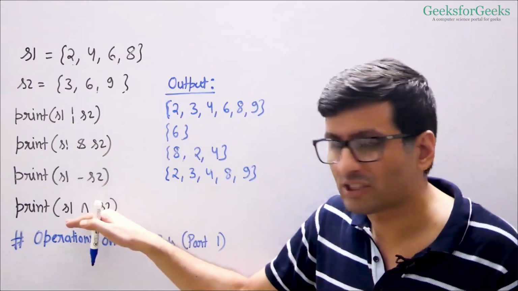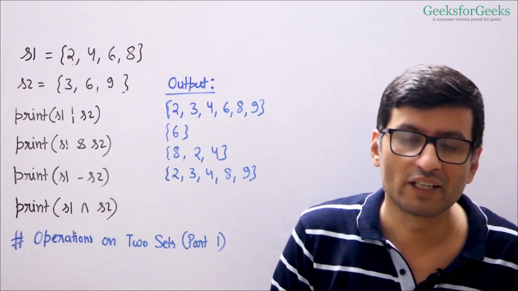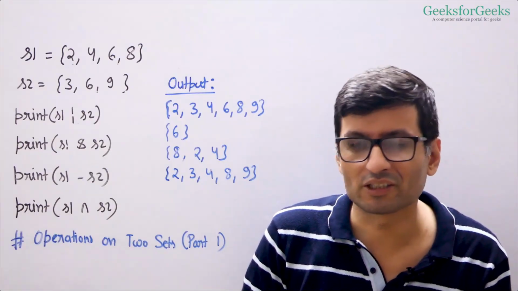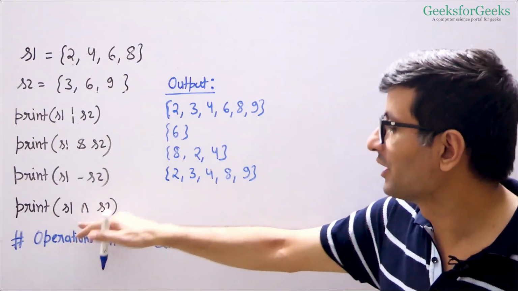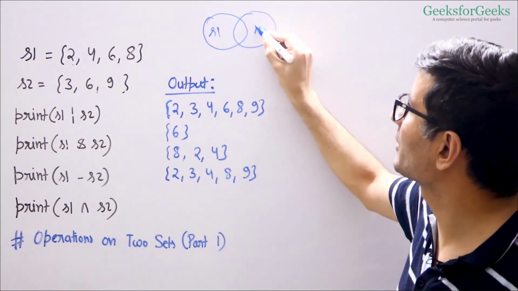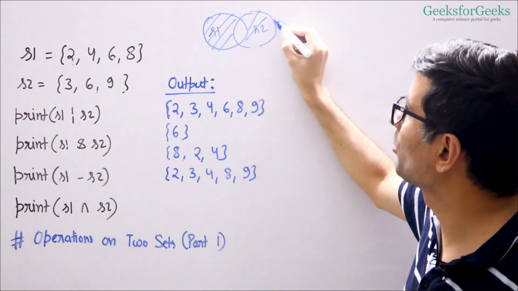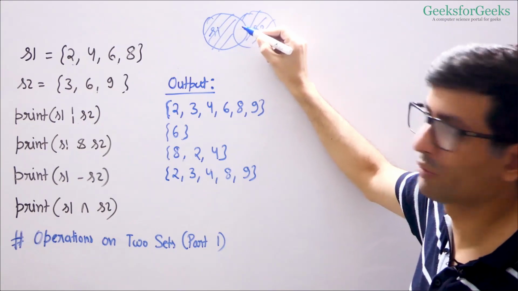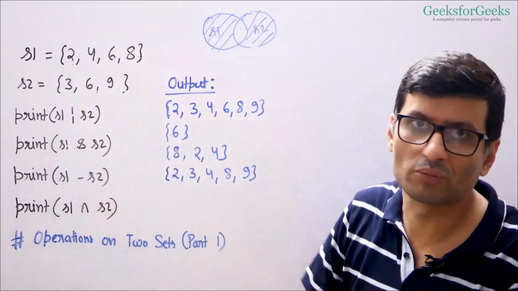Let's now see our last operator, which is symmetric difference operator in the context of sets. And when we were talking about bitwise operators for numbers, it was used to give bitwise XOR of two numbers. So what is symmetric difference? If you have set S1 and if you have set S2, symmetric difference is going to give you the elements which are present in both S1 and S2 but not common elements, right? So it's going to give you everything except 6 because 6 is common.